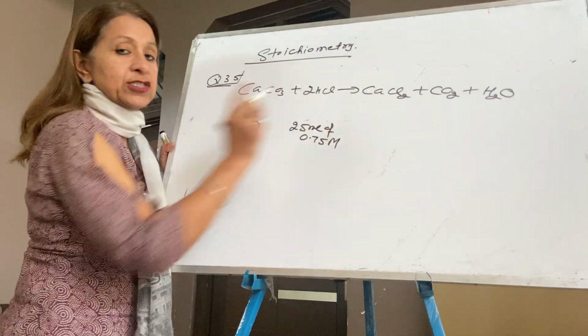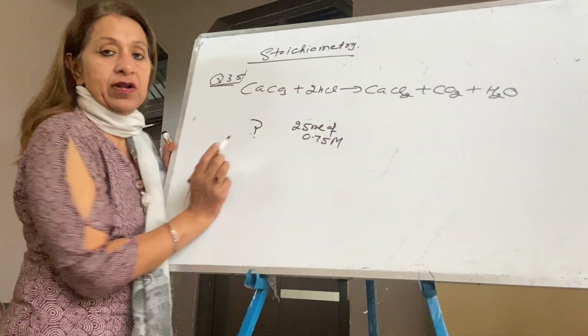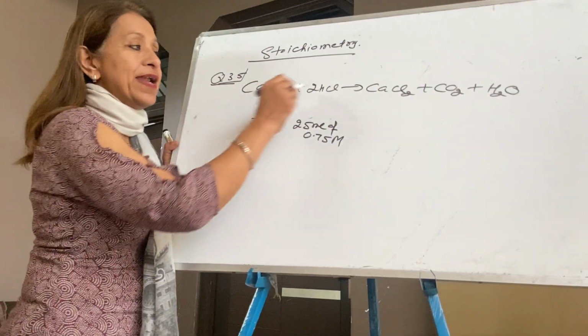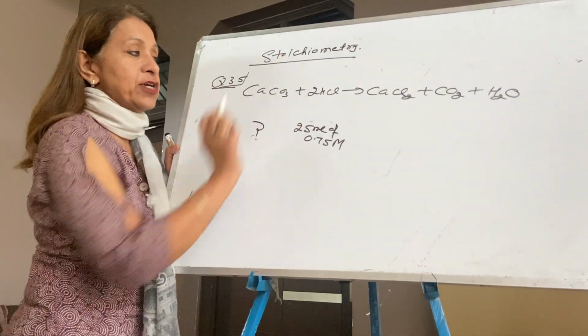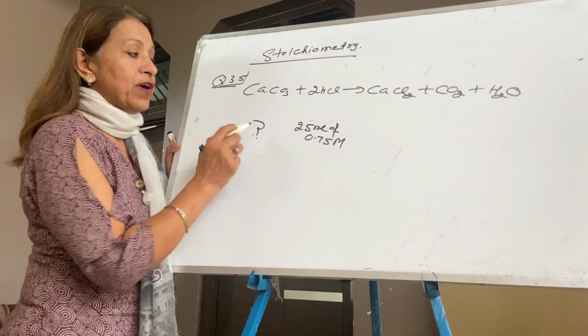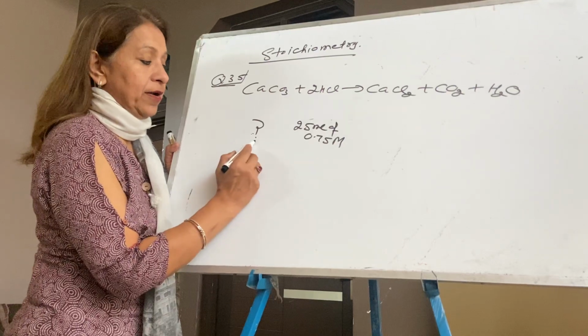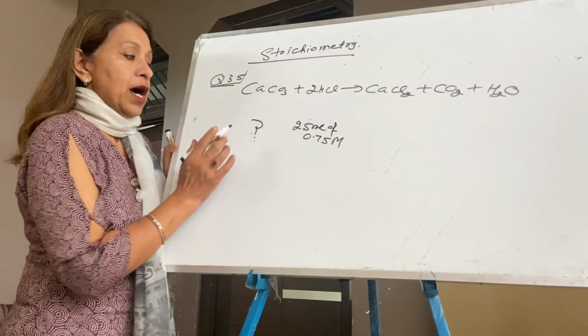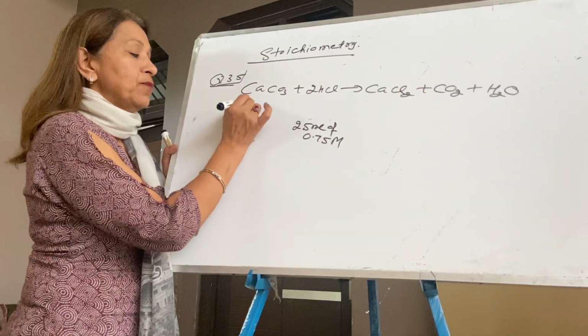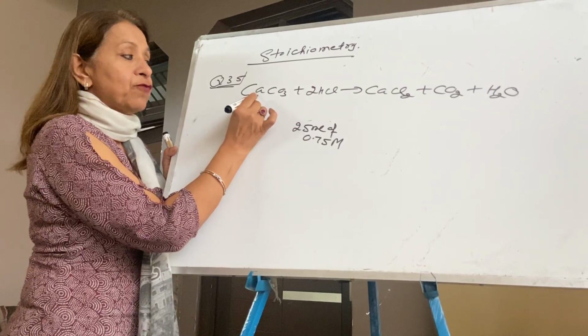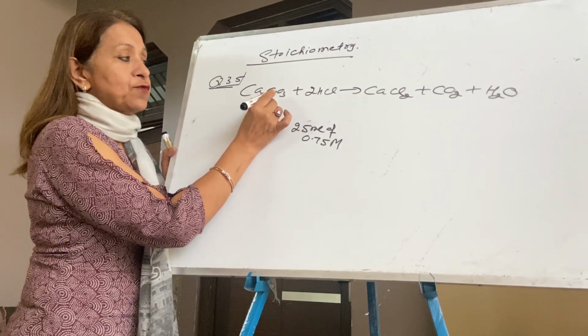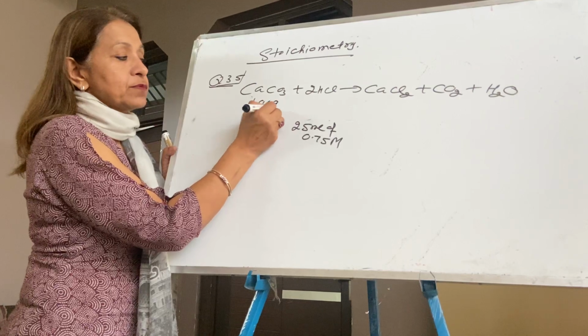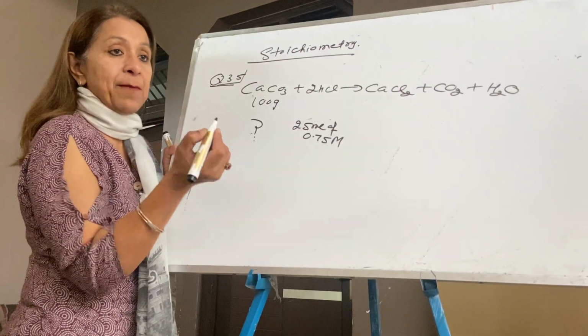First of all, write the reaction as step number 1. The reaction is given. Second is to balance the reaction, step 2. Again, the reaction is balanced. After that, whatever values are given, write those values. After that, you write the actual amount. It is calcium 40 plus 12 plus 48, that is 100 gram. Its actual mass is 100 gram, capital M.